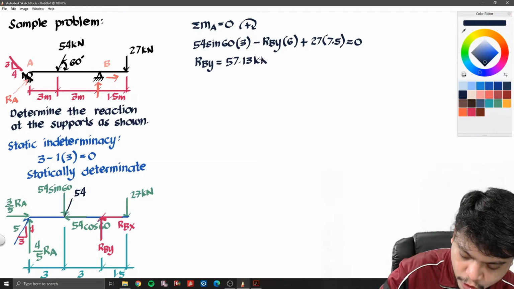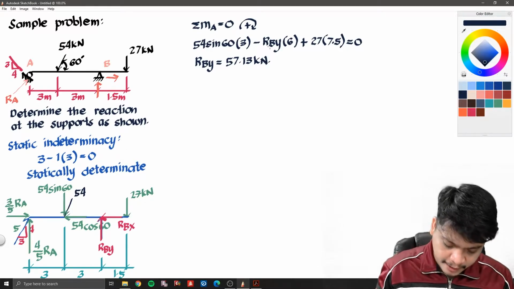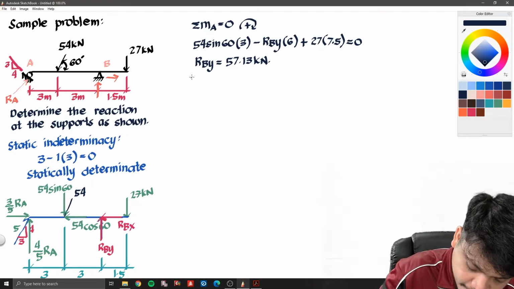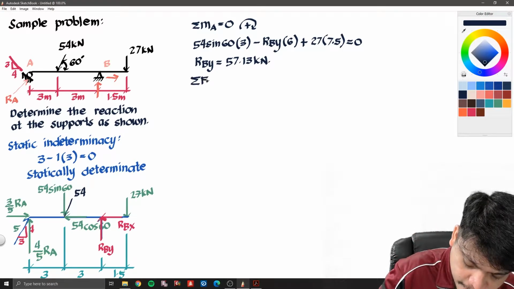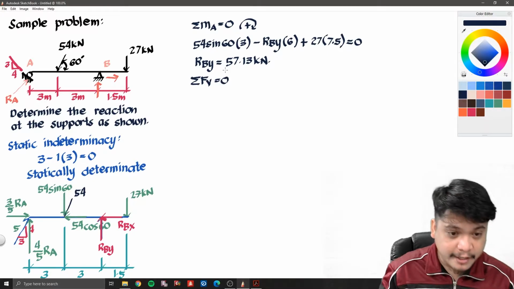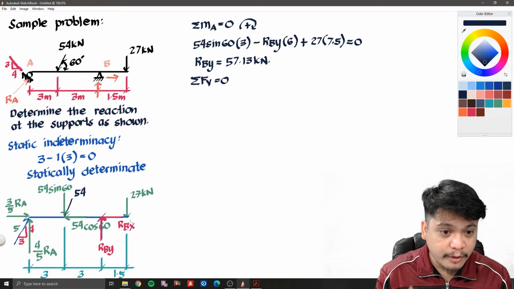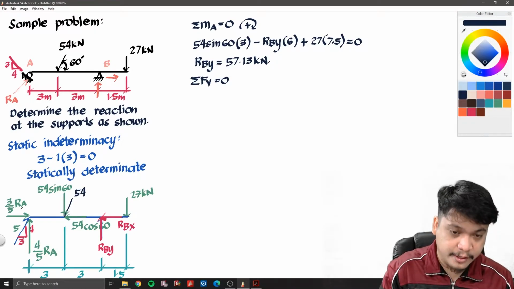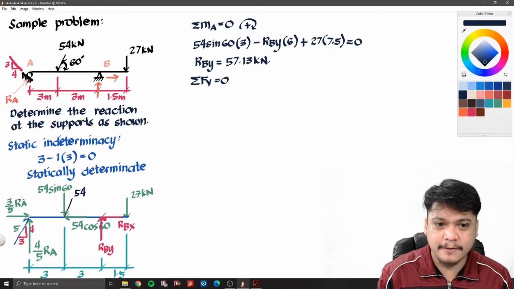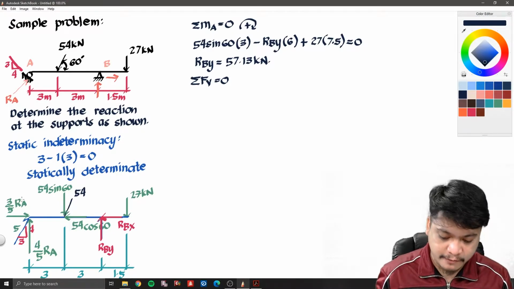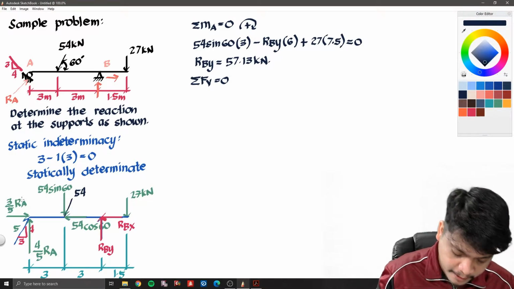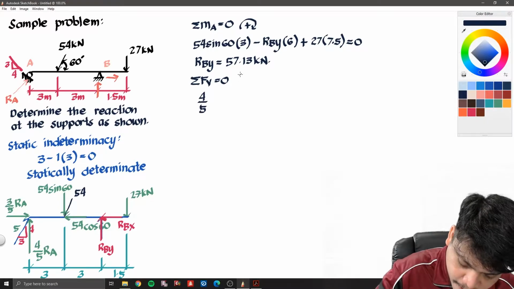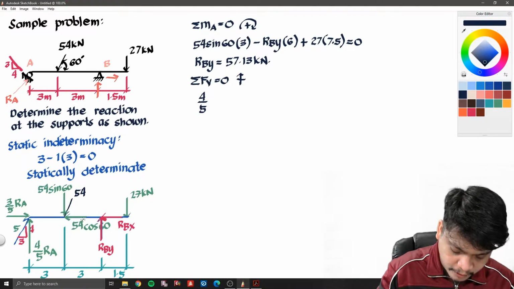kilonewton. Okay? And then, pwede na ako ngayong mag-summation forces vertical. Bakit hindi ako nag-horizontal? Kasi kapag nag-summation forces horizontal ako, dalawa pa yung unknowns ko. I have here the RBX and then I will have here the RA. So, wala akong makukuha kapag ganun. So, I will have here summation forces of vertical. So, you will be having here yung pataas natin, so 4 all over 5. Okay, so pag ganun yung ating positive, 4 all over 5 of RA.